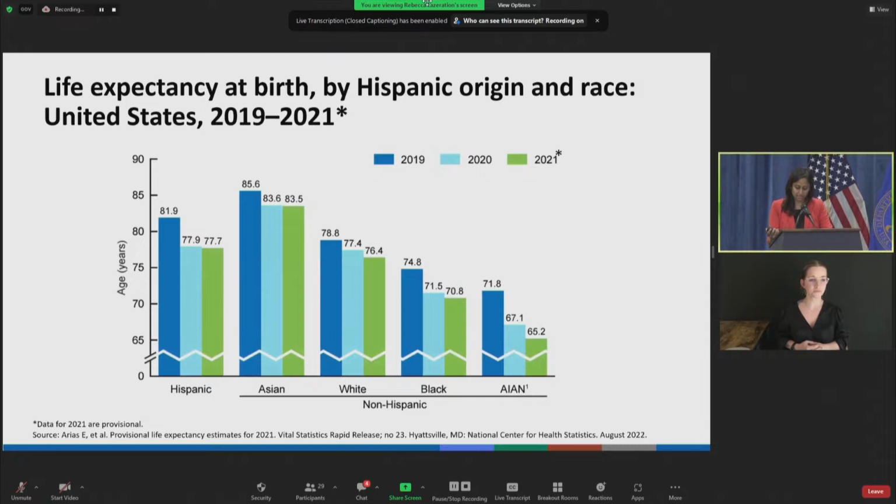Life expectancy varies by race and ethnicity. Changes in life expectancy were also seen varying by race and ethnicity. From 2019 to 2021, non-Hispanic American Indian and Alaska Natives saw the greatest decrease in life expectancy, with a loss of 6.6 years. Hispanic persons lost 4.2 years, and non-Hispanic Black persons lost 4 years.